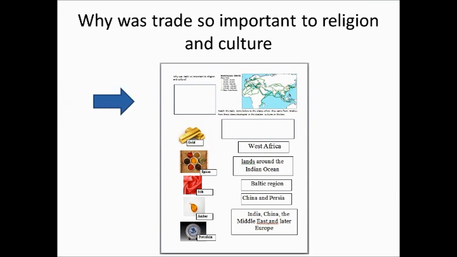Okay, so now, why was trade so important to religion and culture? What happened with this trade that had an impact on those things?